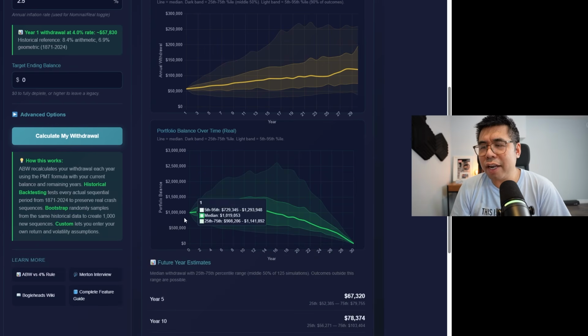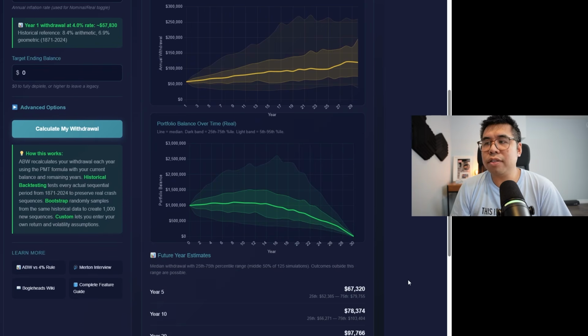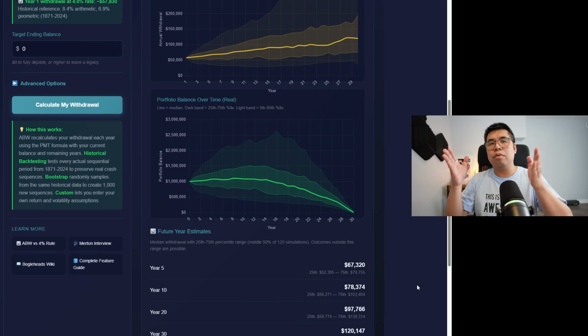If you scroll down again, you can see how eventually they all go to 0 because that's the intention of the formula, to chop up the remaining portfolio in a way that in the end, you just spend it down to the target ending balance.